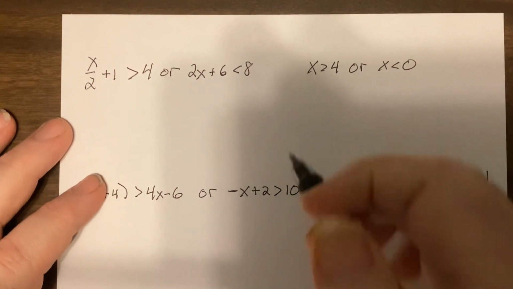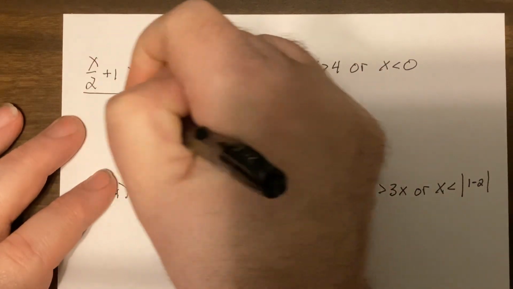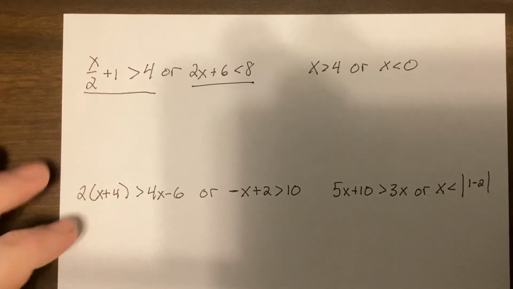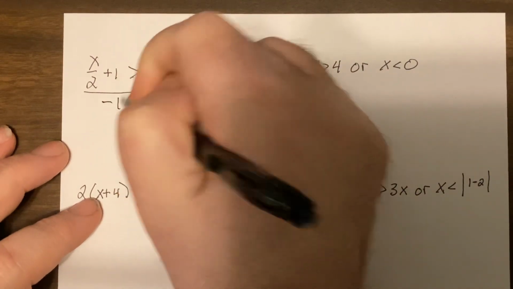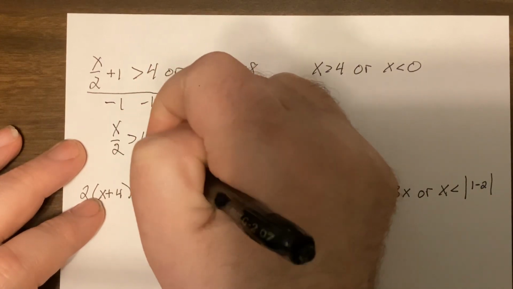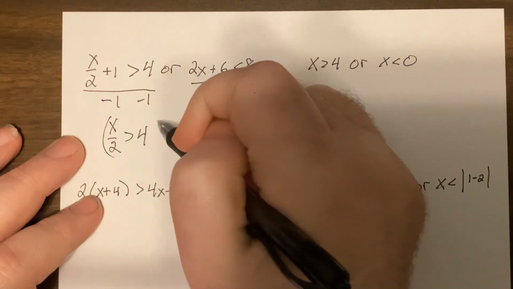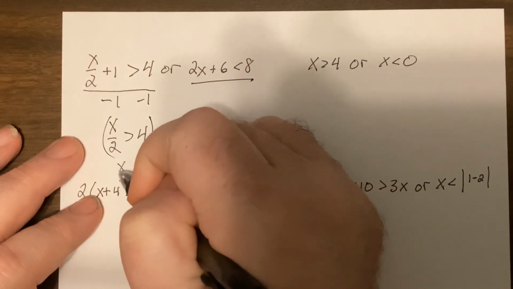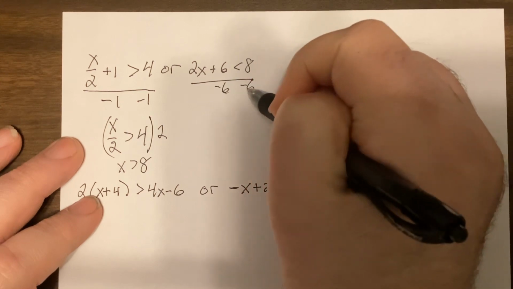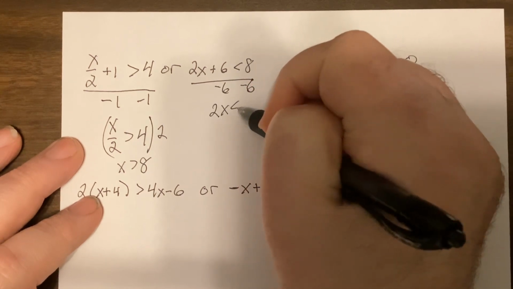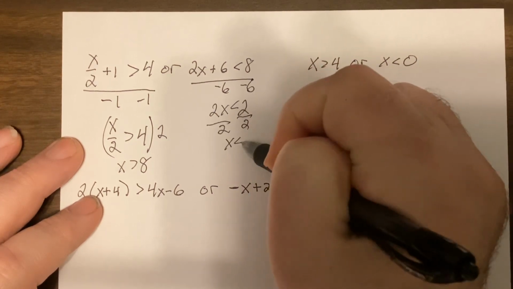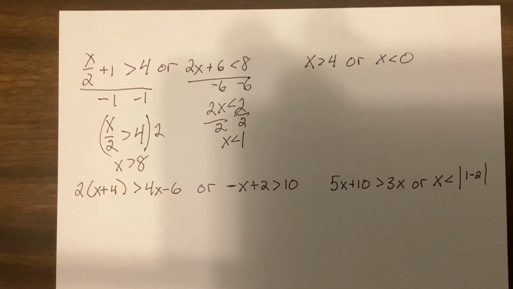So again, we solve each part, then we put it together on a number line. So this one, I'm going to subtract 1, so that'd be x over 2 is greater than 4. Then multiply both sides by 2. So x is greater than 8. Then I do this part. Subtract 6. 2x is less than 2. Divide by 2. Now, if you don't want to draw all three graphs, you don't have to.